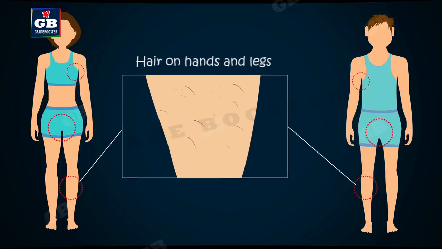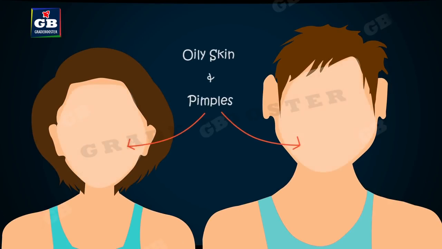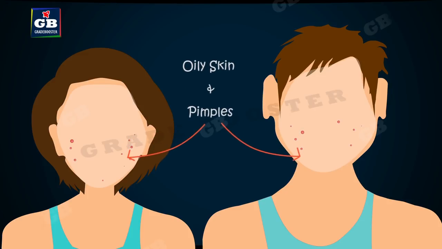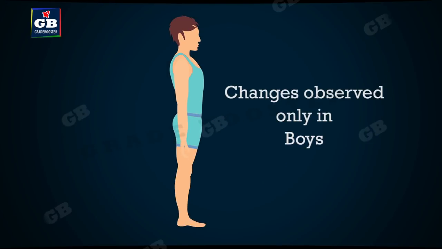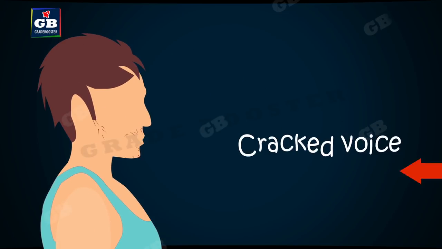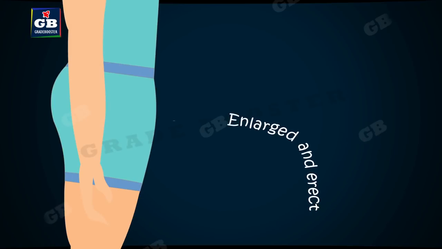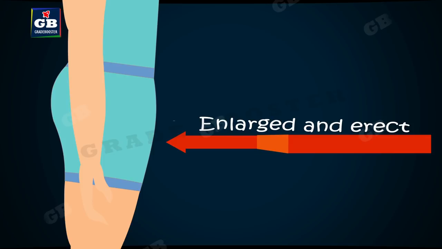Thinner hair can also appear on legs and hands. The skin frequently becomes oily and they might begin to develop pimples. There are certain changes observed only in boys, like: 1. Growth of hair on the face. 2. Voices begin to crack. And the third one, the penis occasionally begins to become enlarged and erect.